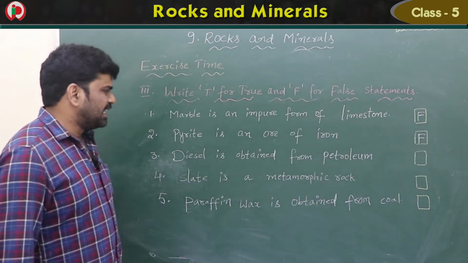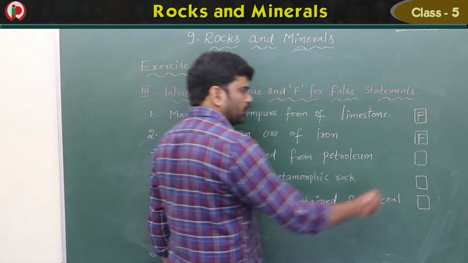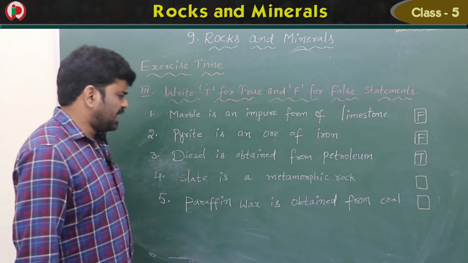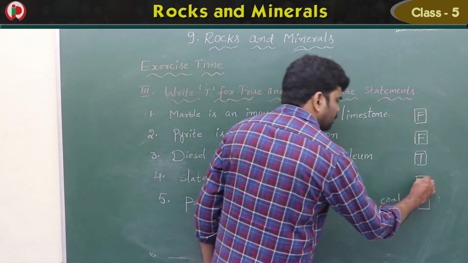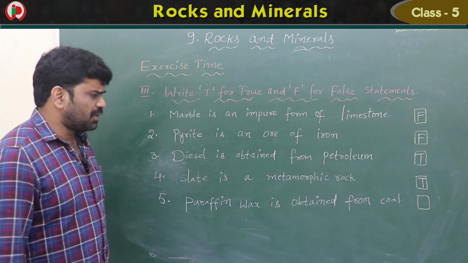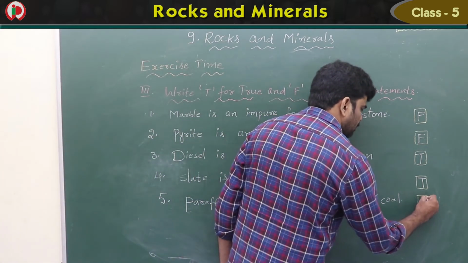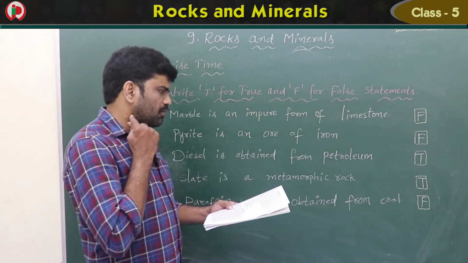Third one, diesel is obtained from petroleum. Yes, this is true. I am writing T here. Slate is a metamorphic rock. This is also true. So I'm writing T here. Paraffin wax is obtained from coal. No, false. So false, false, true, true, false.